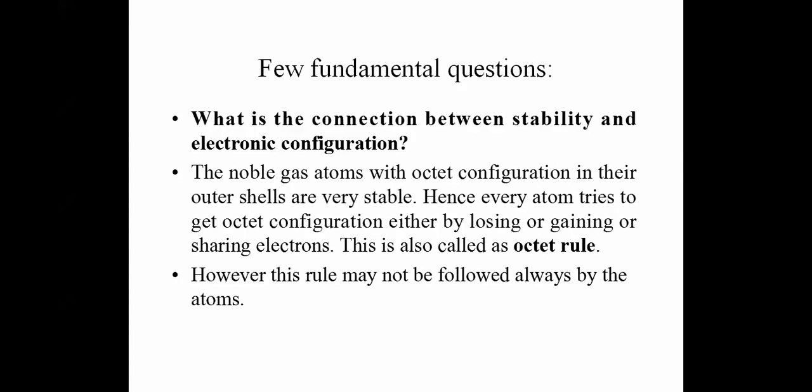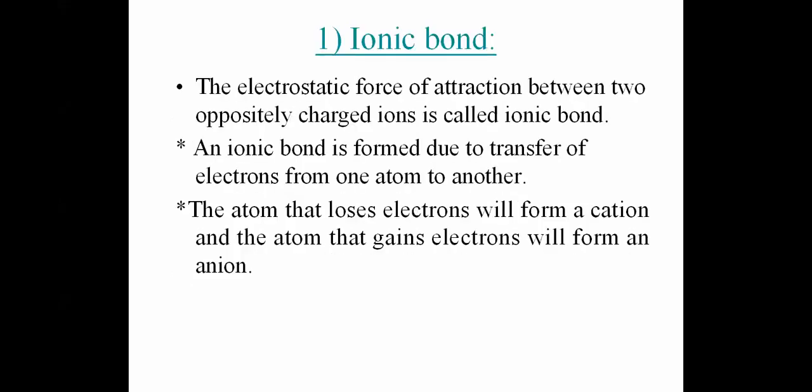So what is the connection between stability and electron configuration? Noble gases have attained what we call the octet rule. Some have 8 in the outermost electrons and so on. Now, every atom tries to get the octet configuration by either losing or gaining. So we'll start with the first type of bond, the ionic bond.